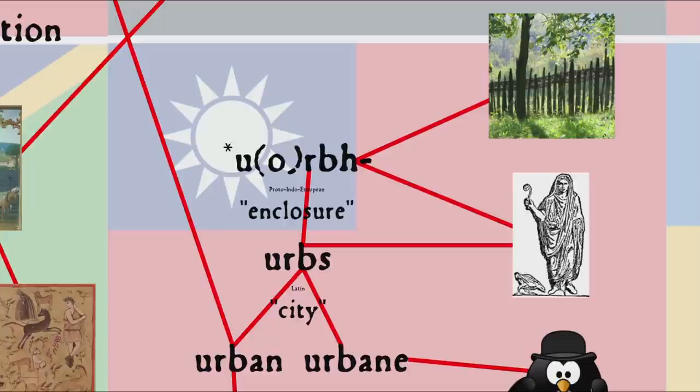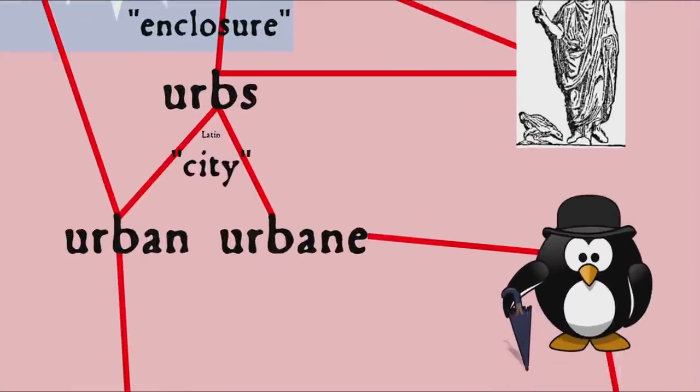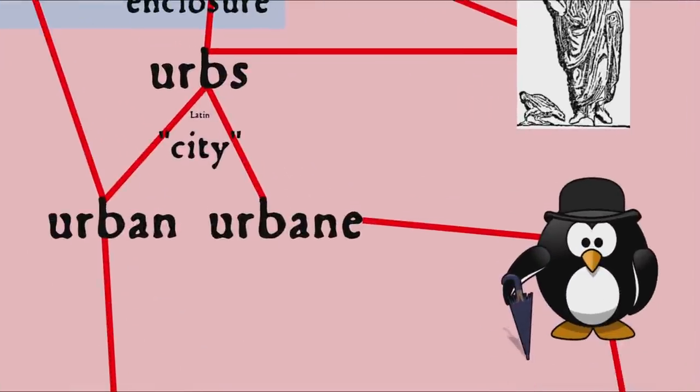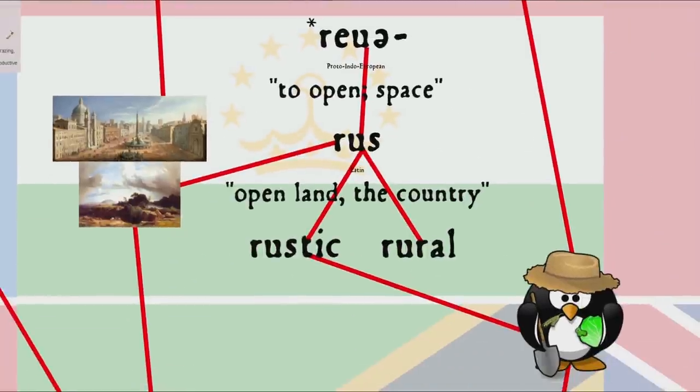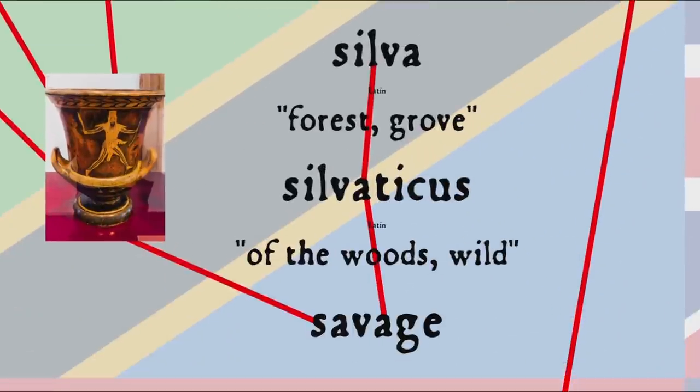later broadening in meaning to refer to the area of the settlement. But for our purposes, what's interesting to notice is that the related word urbane, like the words civilized and cultured, can have the meaning sophisticated, refined, kind of the opposite of calling people rustics, from Latin rus, open land, country, the opposite of urbs. The word savage, on the other hand, originally meaning wild, undomesticated, comes from Latin silvaticus, wild, literally of the woods, from silva, forest, grove, in other words, uncultivated land.